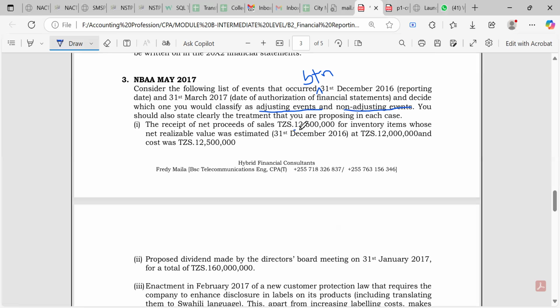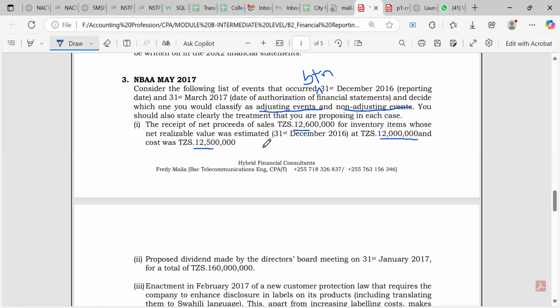12.6, right? For inventory items whose net realizable value was estimated at 31st December at the end of the year at how much? 12 million. And the cost at how much? 12.5. Now you ask yourself, if by the end of the year the cost was 12.5 and the net realizable value was 12 million, what would we have done?